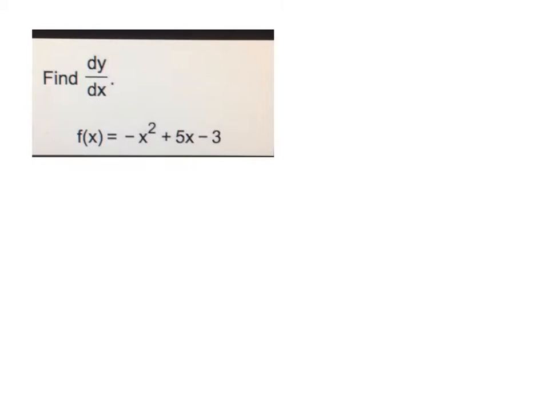For this one, they're asking us for dy dx, which is still the same as f prime or y prime. And so for this one, dy dx, or f prime if you want, is negative 2x, bring the 2 in front and multiply it by the negative there, plus 5. And that's it. That's all you have to do for that one.